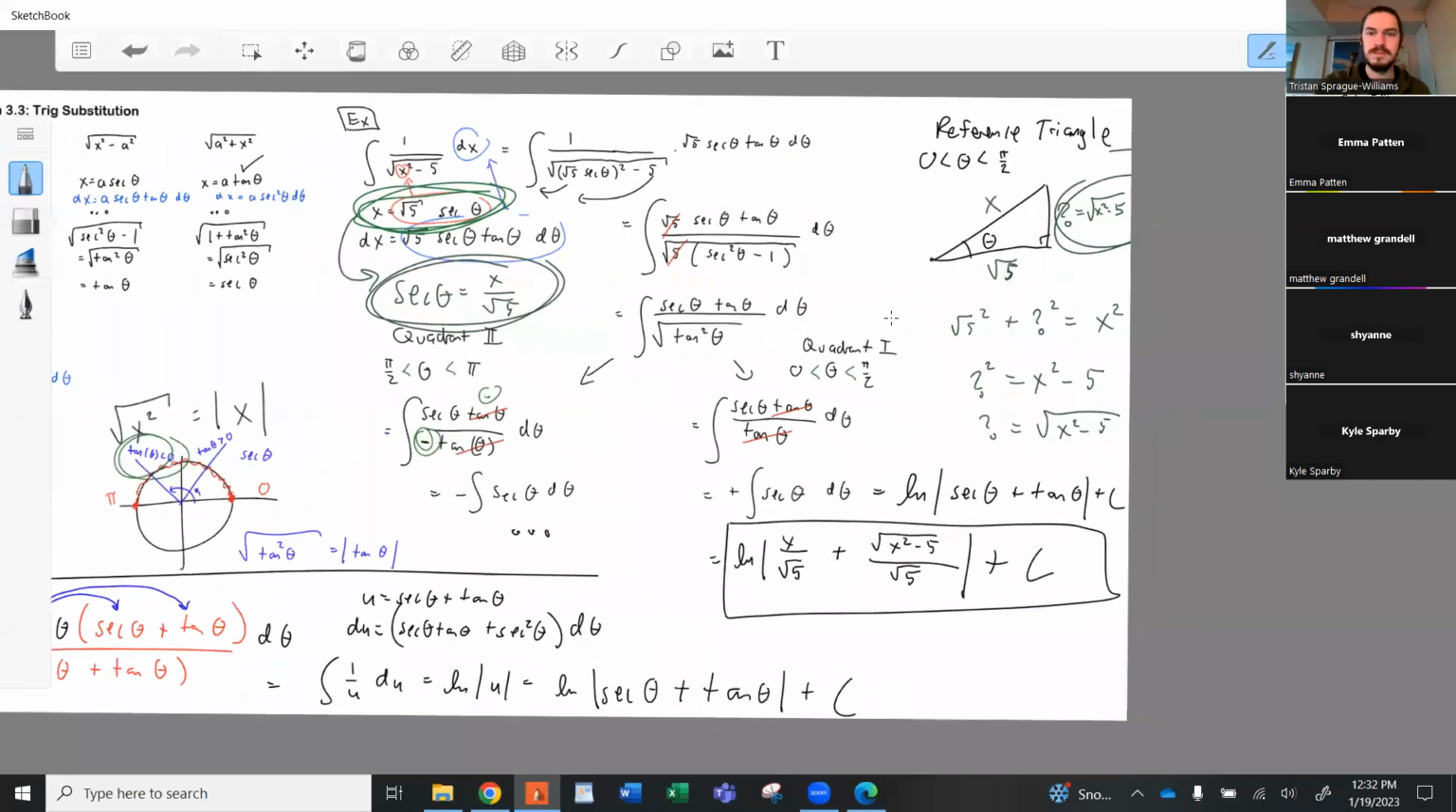Yeah, so it's another example. You guys should try another one on your own. We have about 20 minutes. Let's do it in the Jamboard.